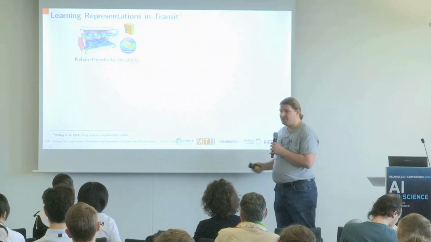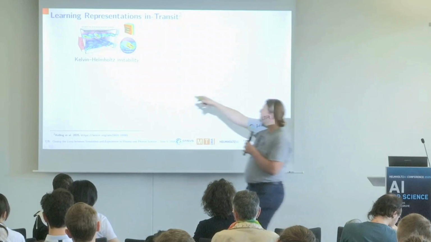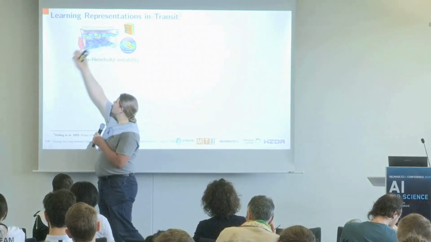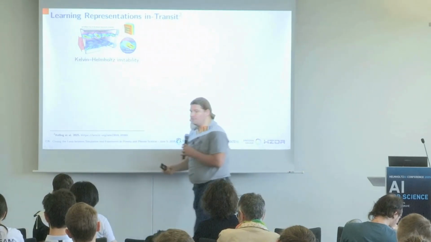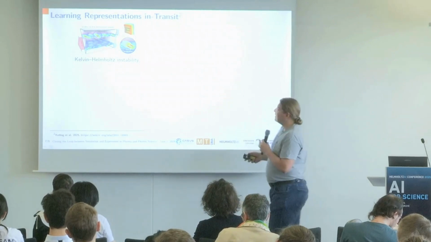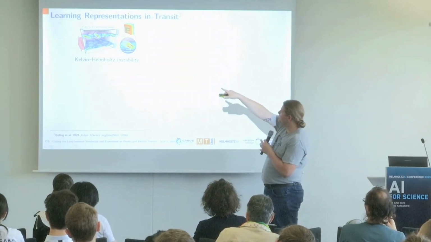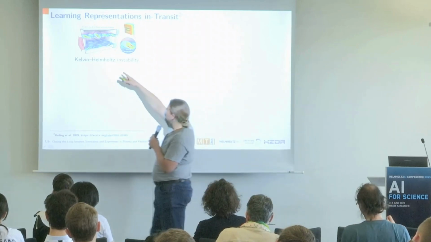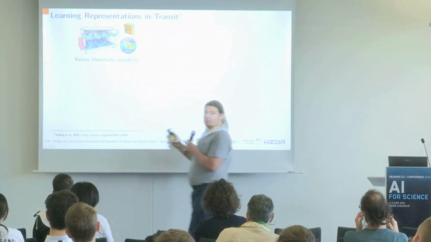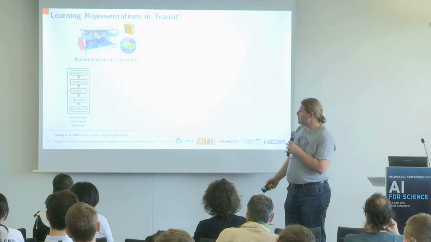They have Kelvin-Helmholtz instability, so we have two flowing jets of charged particles going past each other. We have these separation planes, and instability forms, and we have these vortices forming there. And there we can do a lot of things.